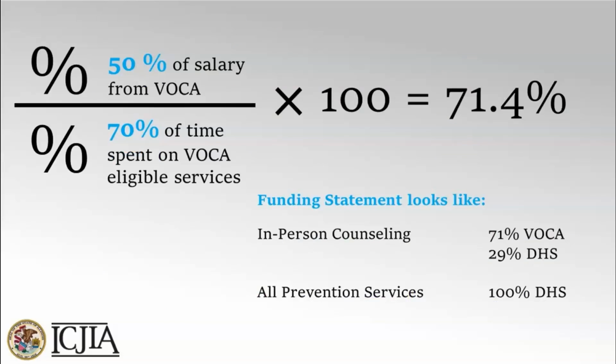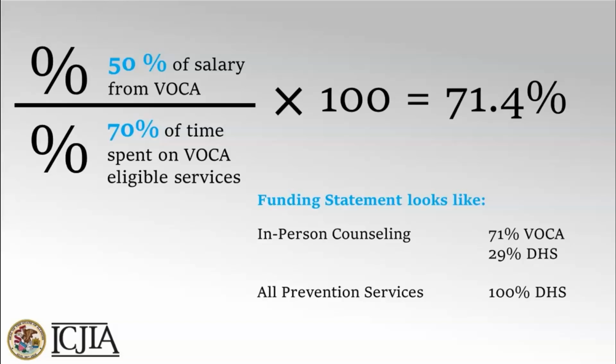And when we do the math, that comes out to 71.4%. You want to round to the nearest whole percent, and that tells you for the one VOCA fundable service the staff person provides, you're going to have VOCA pay for 71%. We know DHS is the only remaining grant that supports this person, so we're going to use DHS to fill in the gaps. That would mean 29% of the counseling will be paid for by DHS, and 100% of this person's prevention work.